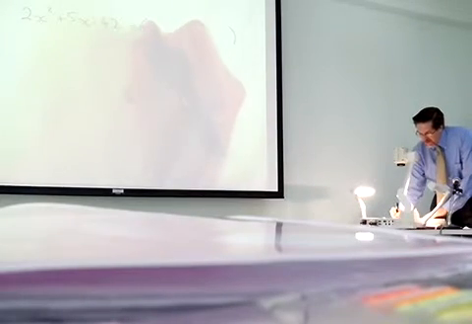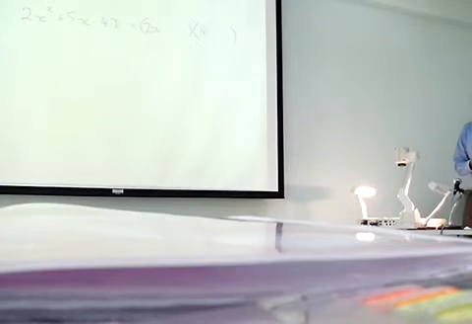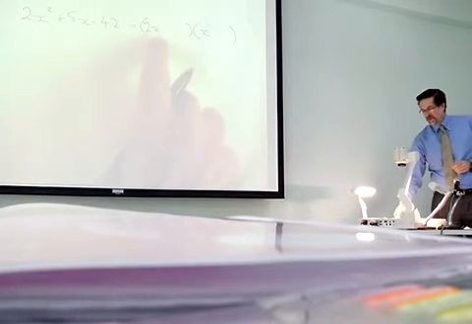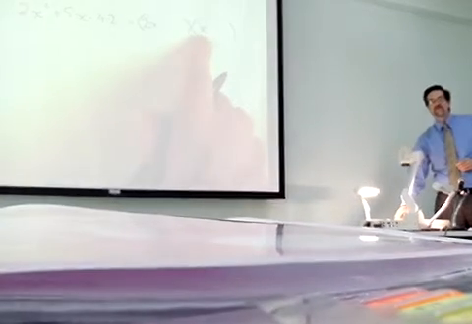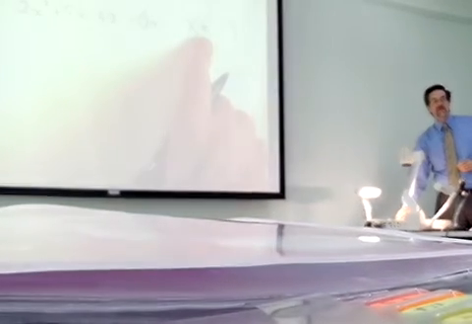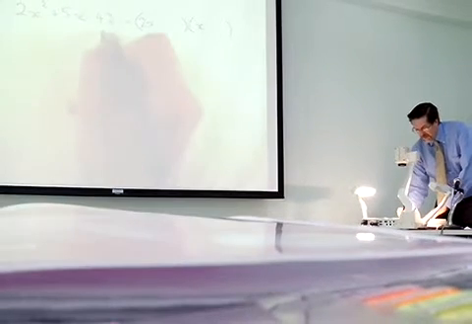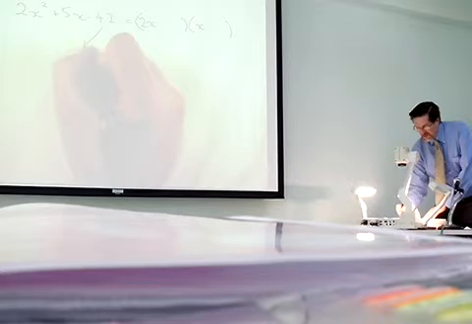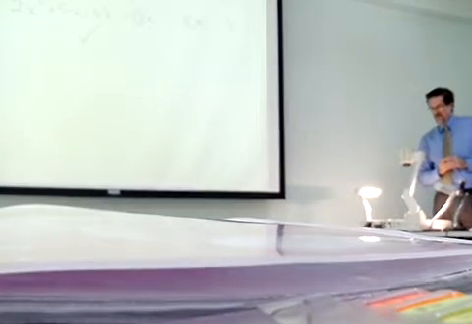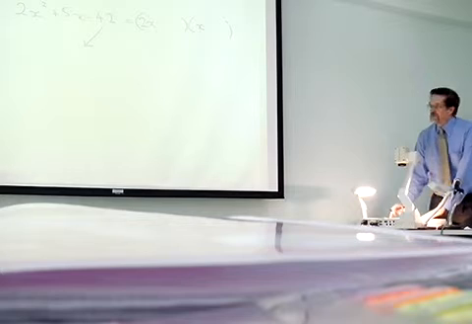So in this case, the only way we can write the first terms would be 2x and x, because when you multiply those, it is 2x squared. Then we have to look at the factors of 42. So what are the factors of 42?